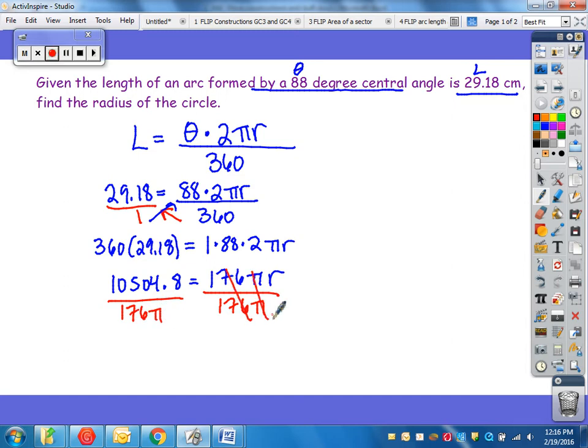On this side, it cancels out and just leaves me with r. On this side, I'm going to use the calculator to punch that in. So 10,504.8 divided by 176 pi. And that gives me 18.998. So if I round that to the nearest tenths place, that would be 19.0. Our units were centimeters, so our radius would be 19 centimeters.